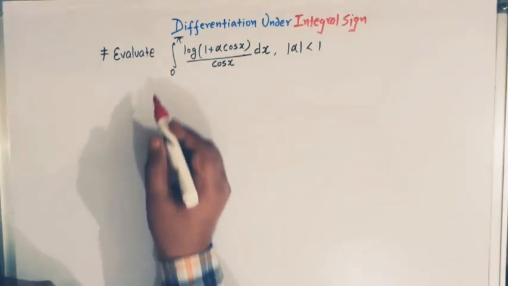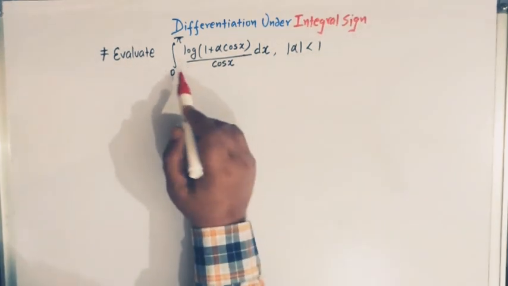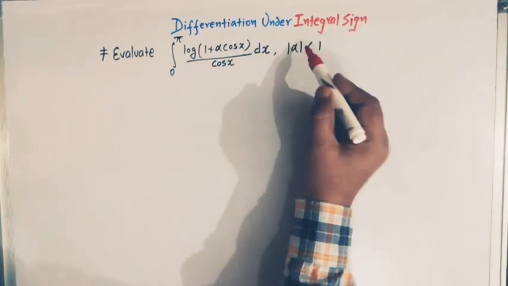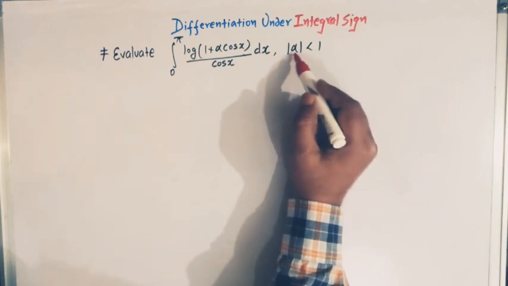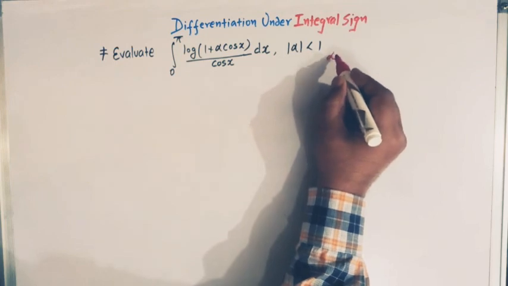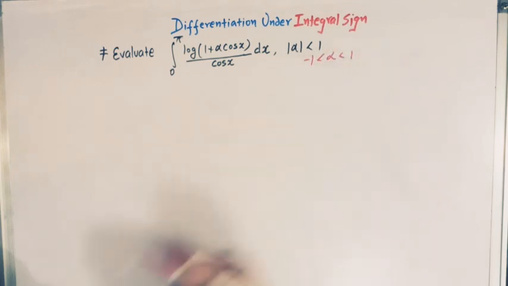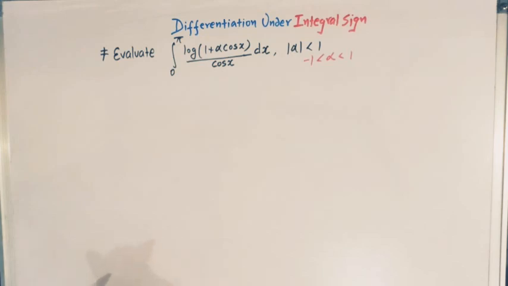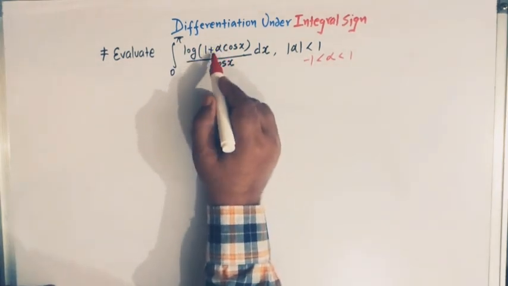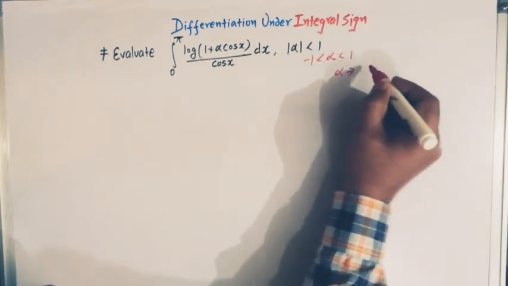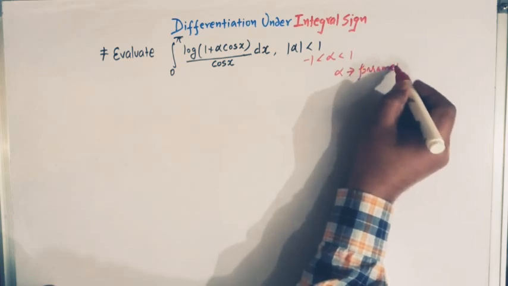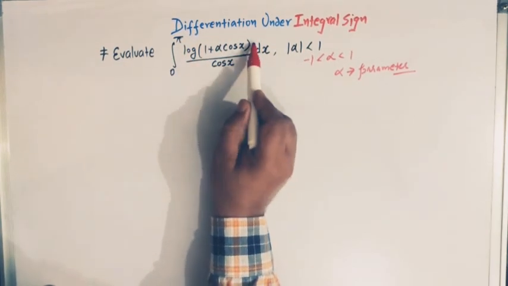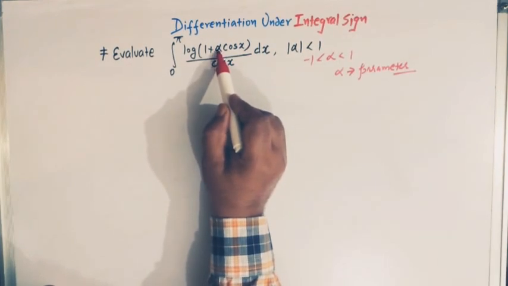So let us start. Here we have the integral from 0 to pi of log of (1 plus alpha cos x) over cos x dx, right? And the condition is the absolute value of alpha is less than 1, or in other words we can say that alpha is greater than minus 1 and less than 1, right? Okay, so now here we see that alpha is known as a parameter, right? So alpha is a parameter, and here we'll consider this expression as a function of alpha, right?